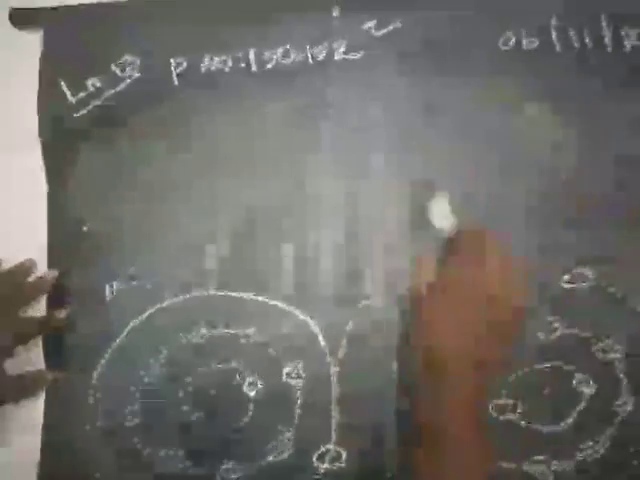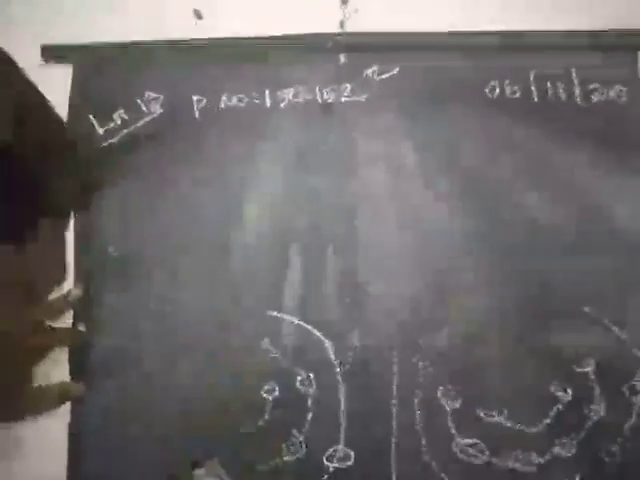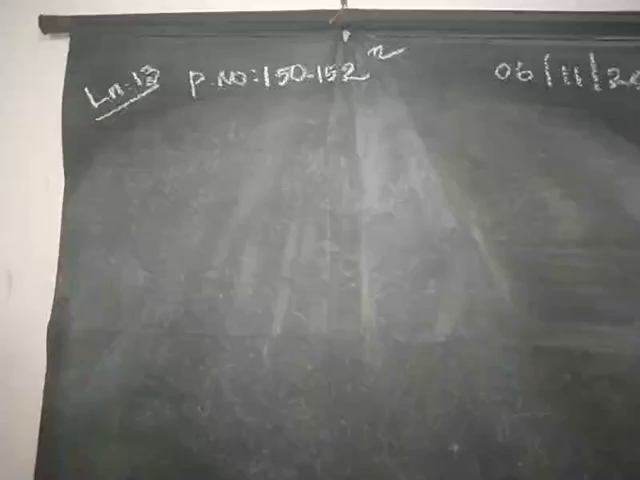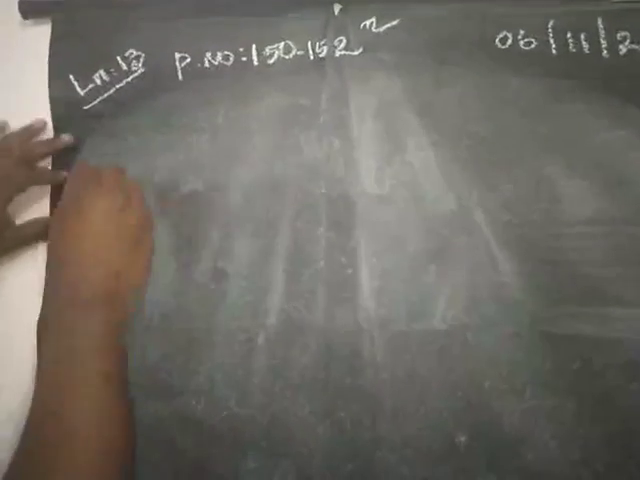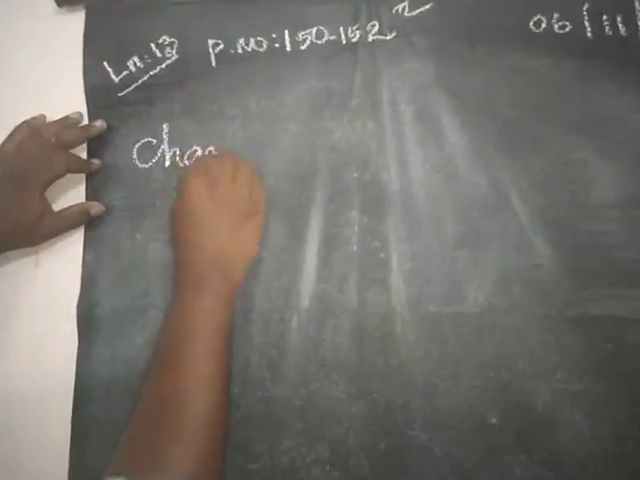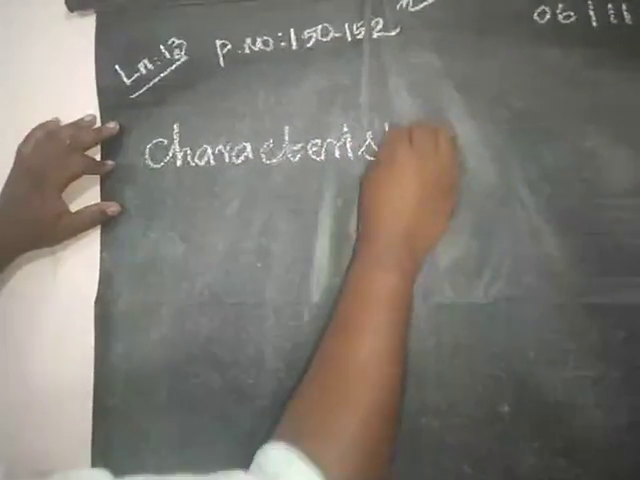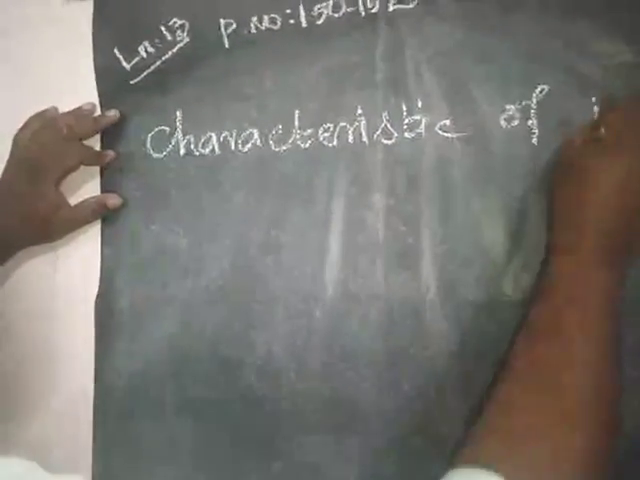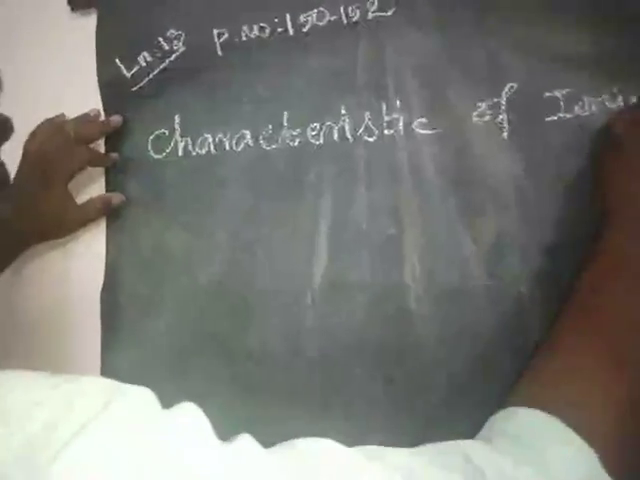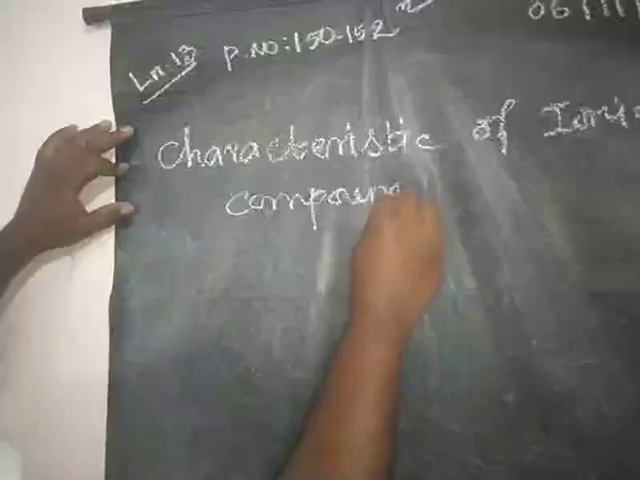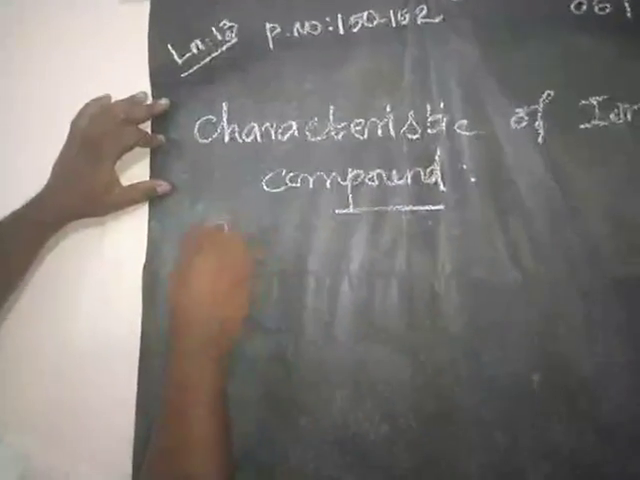Okay, next one, characteristics of ionic compounds. What is meant by characteristics? Characteristics means the behavior of ionic compounds. Characteristics of ionic compounds.